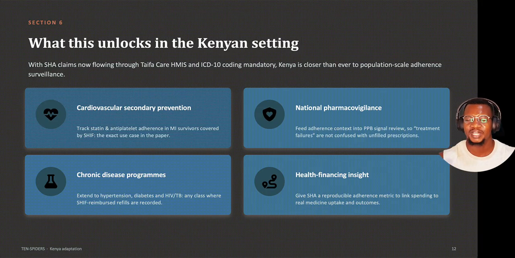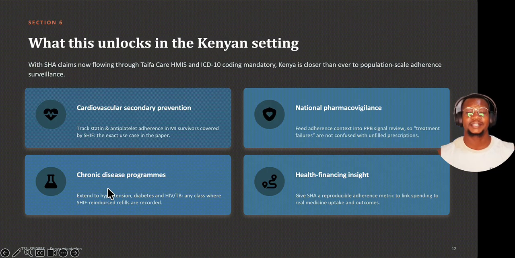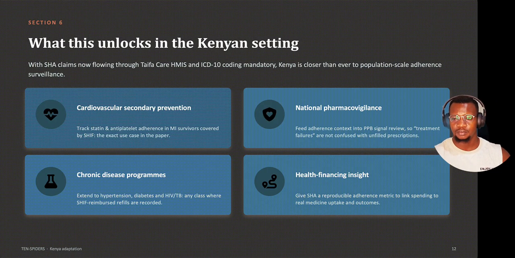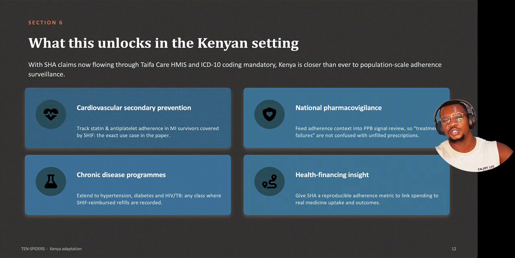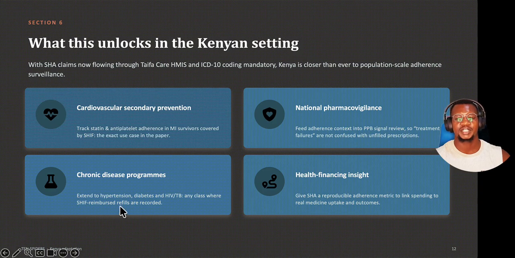This is rather common, but I digress. You could extend this playbook, or rather framework, to other chronic disease programs such as diabetes, TB, especially TB. TB is very notorious for non-adherence, right? And any class really where SHIF reimbursed refills are recorded.